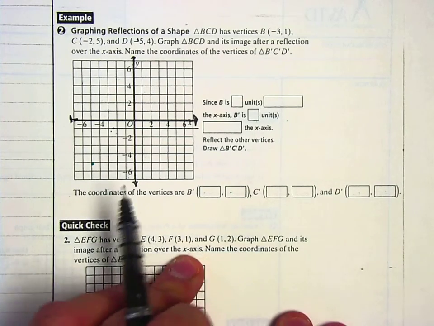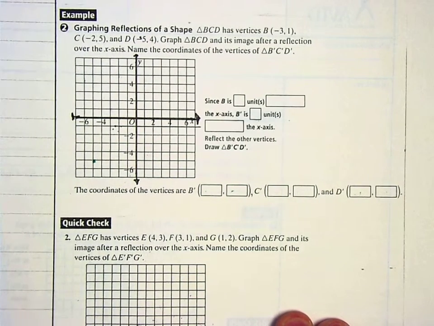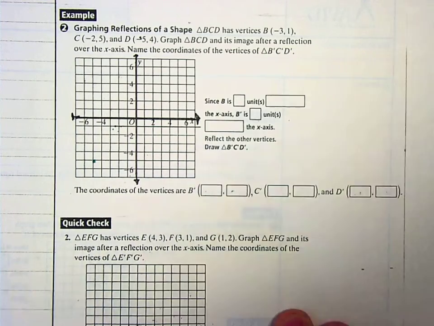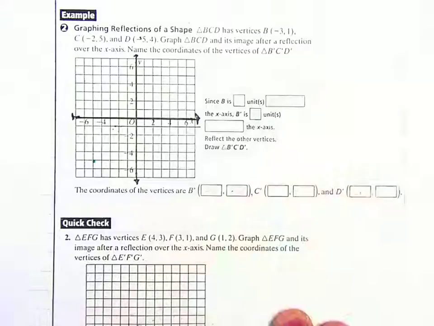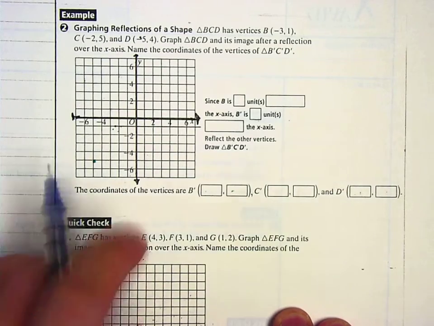All right, our second and final example for reflections today is example 2, graphing reflections of a shape. Now, we're told in the first statement that triangle BCD has vertices B at -3, 1, C at -2, 5, and D at -5, 4. So to make that statement true, I have to make that triangle exist first. So let me go ahead and graph it.